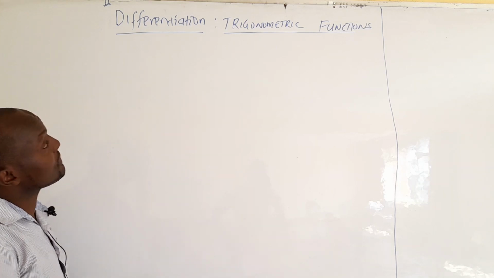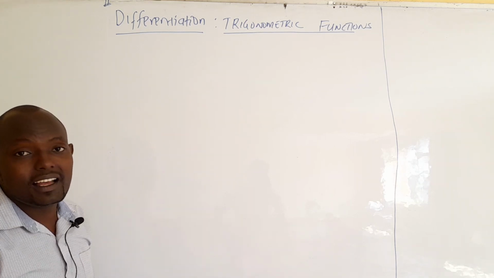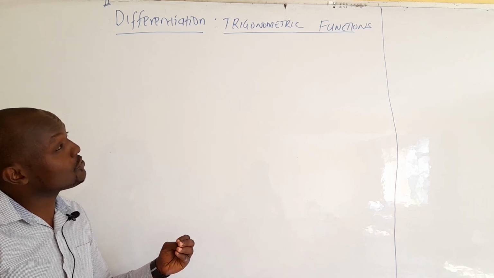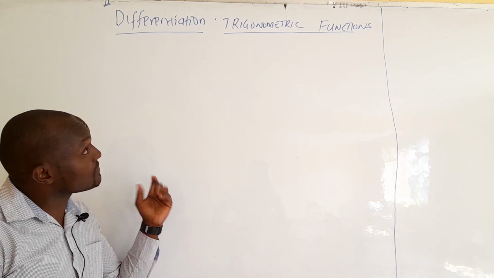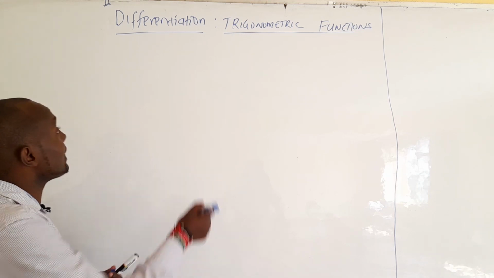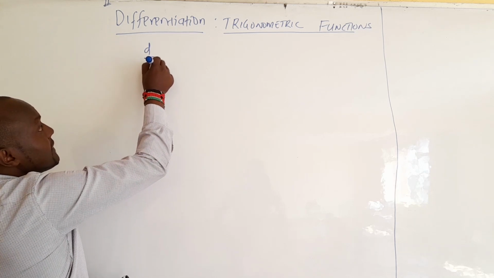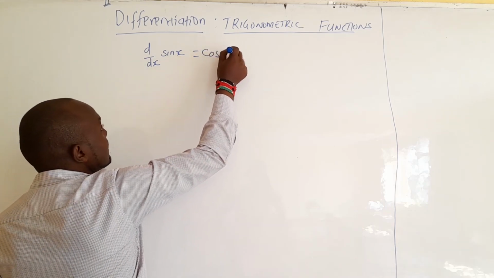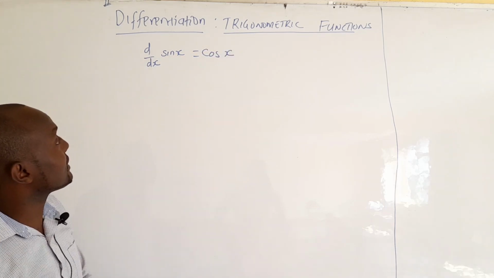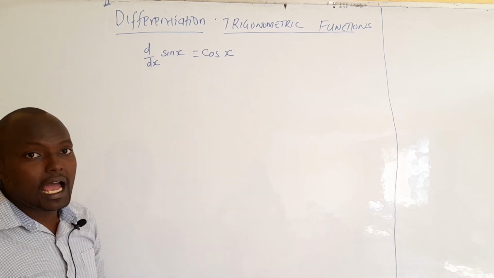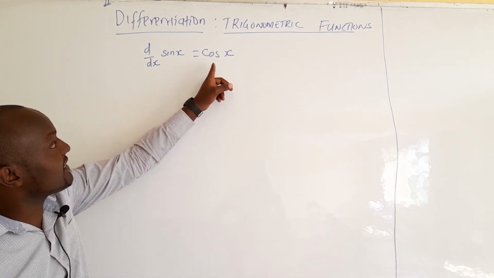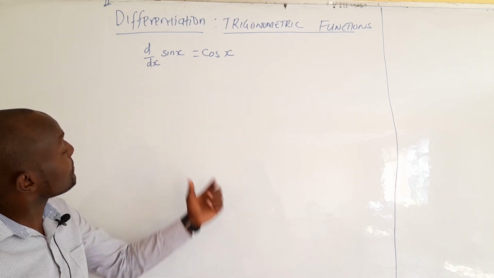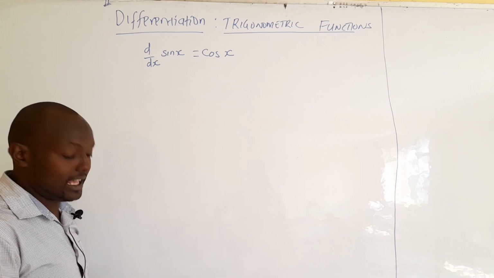Everybody knows that a trigonometric function is one where you have tan, sine, cosine, all those. So we want to look at how we differentiate all those functions. I know you know that if you differentiate sine x, you get cos x. But how do we get that? Is it just something that is there? No, we need to look at this one. So let's see how we solve that.